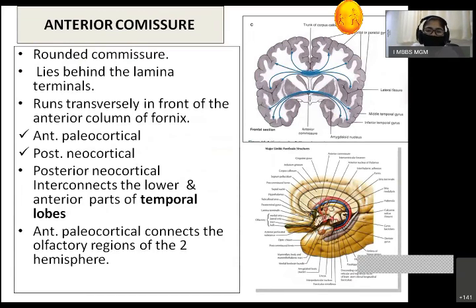This anterior commissure is a rounded commissure. Here will be the anterior commissure. It is a rounded commissure which lies behind the lamina terminalis, and it runs transversely in front of the anterior column of the fornix. It consists of 2 types of fibers, anterior paleocortical and posterior neocortical. Posterior neocortical fibers interconnect the lower and anterior parts of the temporal lobe, and anterior paleocortical fibers connect the olfactory region of the 2 hemispheres.